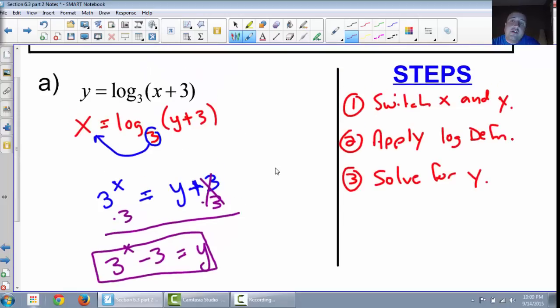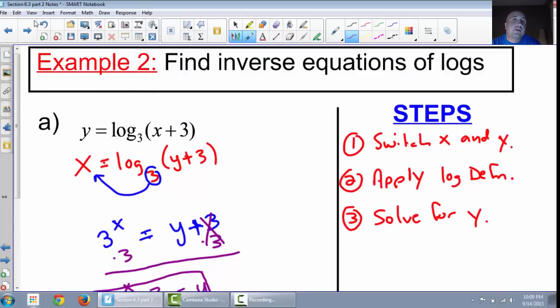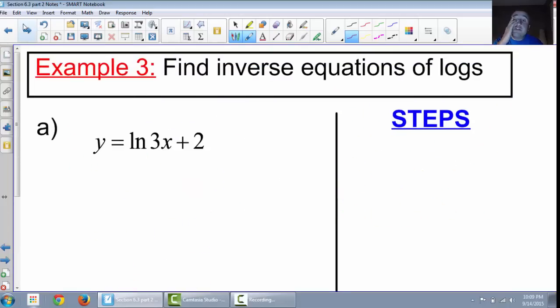And the steps are the same. Every time it says find an inverse, you follow these 3 steps. So let's do one more example to make sure that we have this correct. Step 1 was to switch x and y. So x equals ln of 3y plus 2. All right, next step, apply the definition.